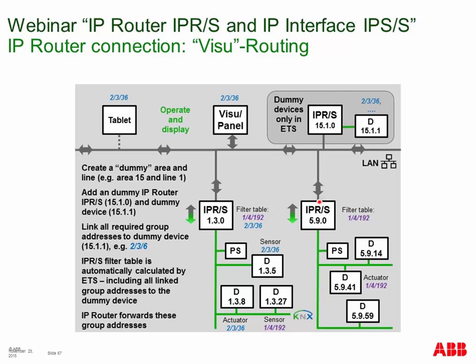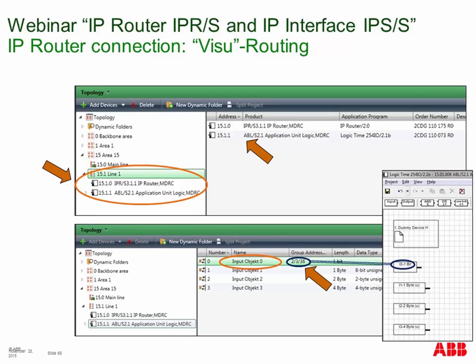He also receives the telegram, but he says, okay, I don't know this group address, and blocks the telegram here. So I think one of the best solutions is to go to the ETS and add a so-called dummy device, which exists only in the ETS, to simulate that the group addresses must be added to the filter table. But what can such a dummy device be?